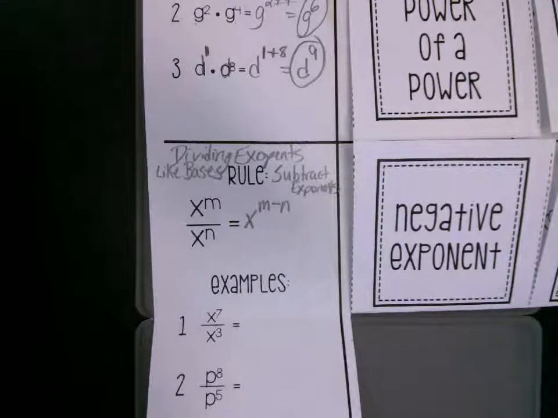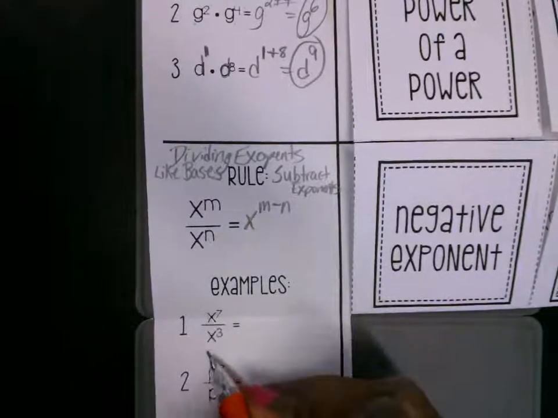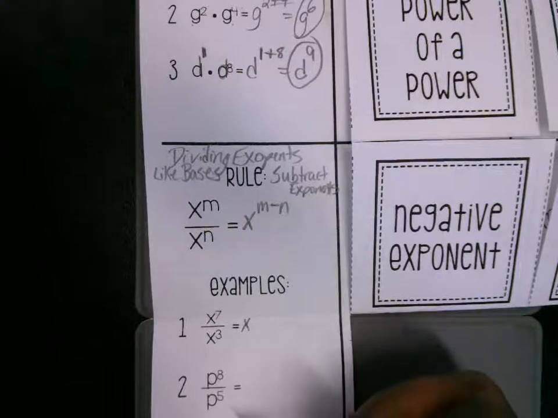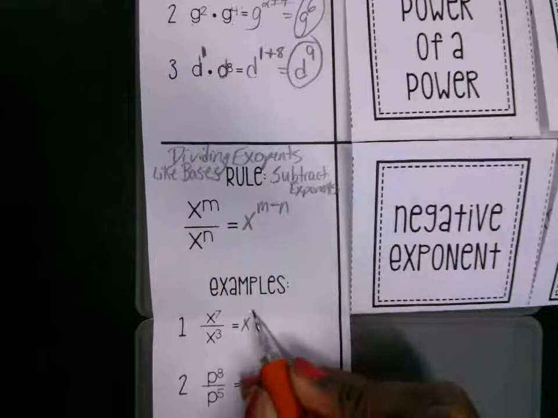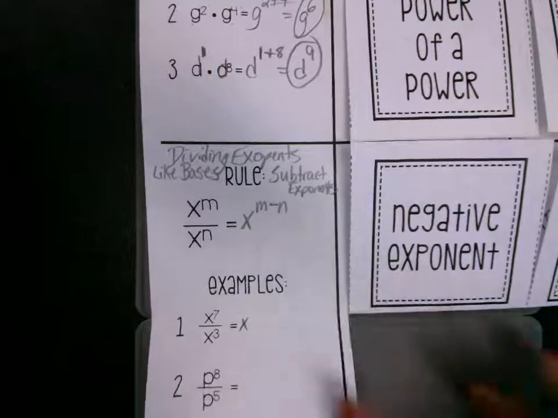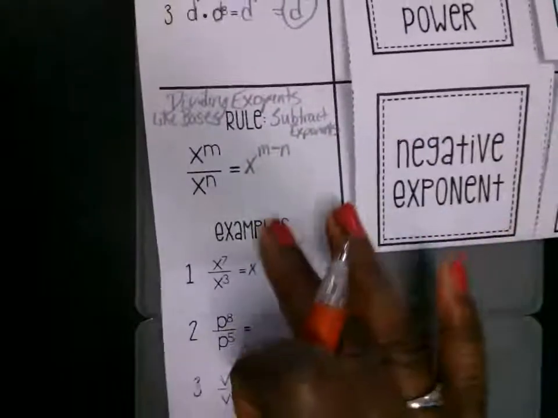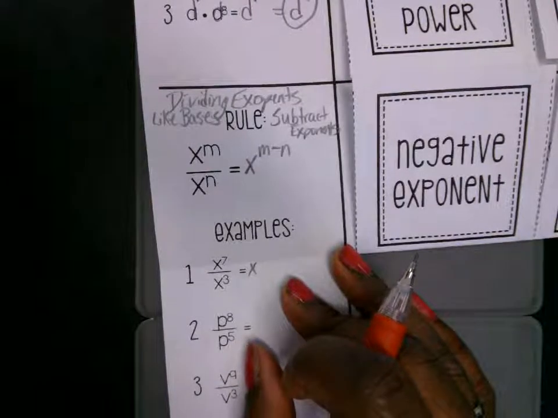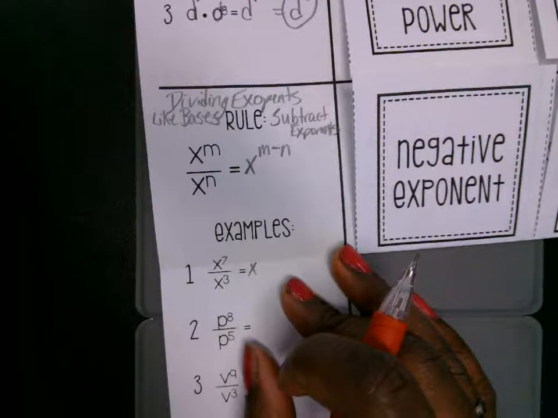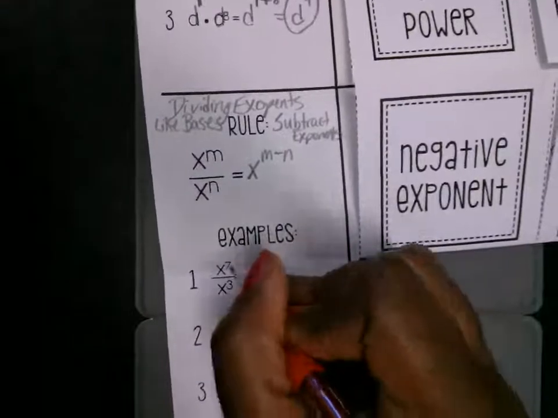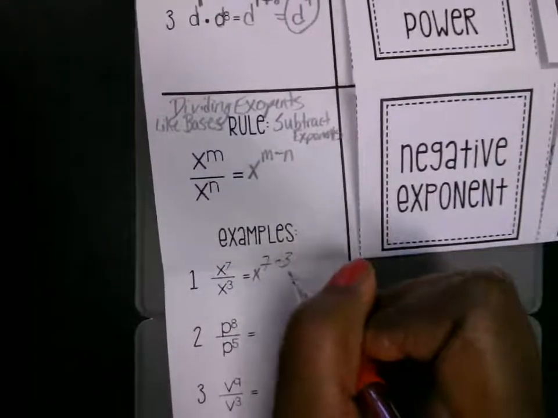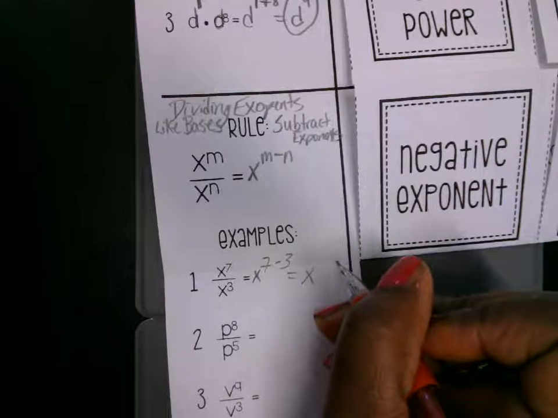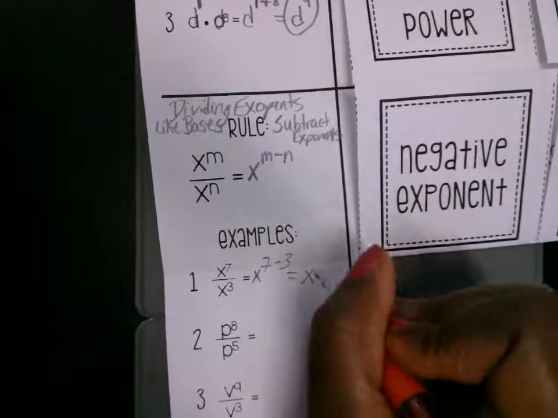All right. So let's do this one. The bases are the same. We got X. What are we going to say here? What minus what? We're subtracting what? 7 minus 3. Top exponent minus bottom exponent. So this is going to be X to what power? 4.